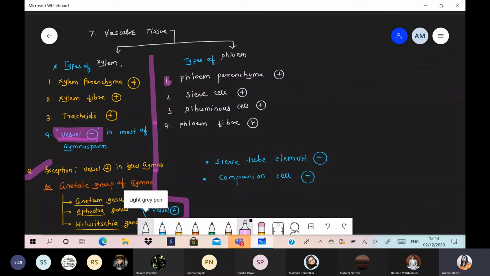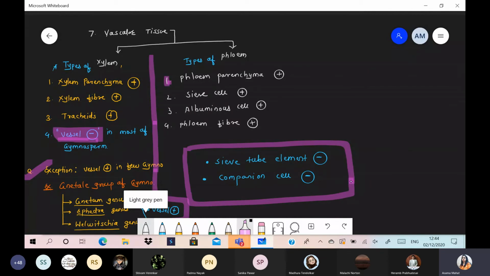So phloem parenchyma is present, sieve cell is present, albuminous cell is also present, and the phloem fiber is also present, right? But two specific types of cells, the sieve tube element and the companion cells, are totally absent in the gymnosperm. We will discuss that part later in the anatomy chapter.